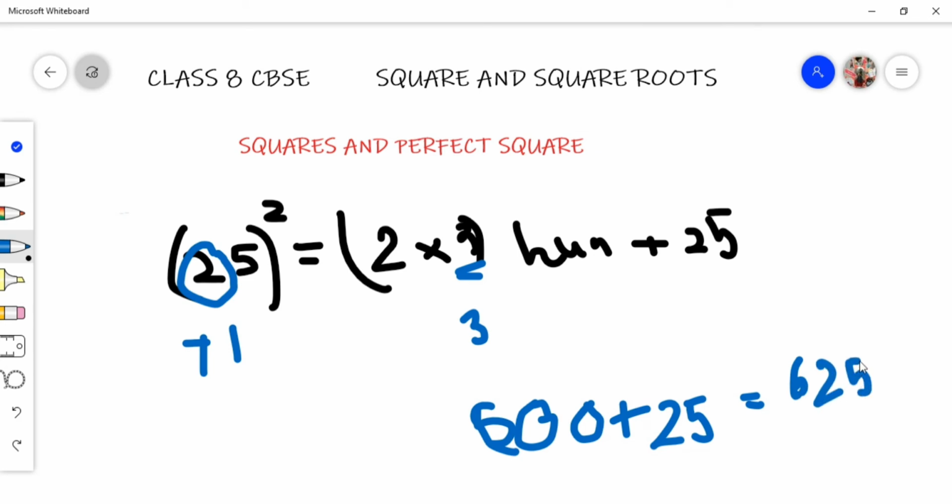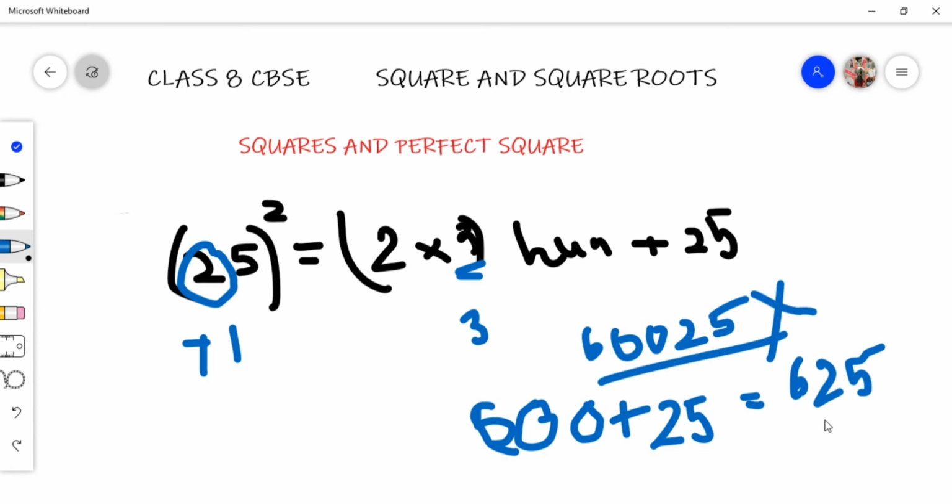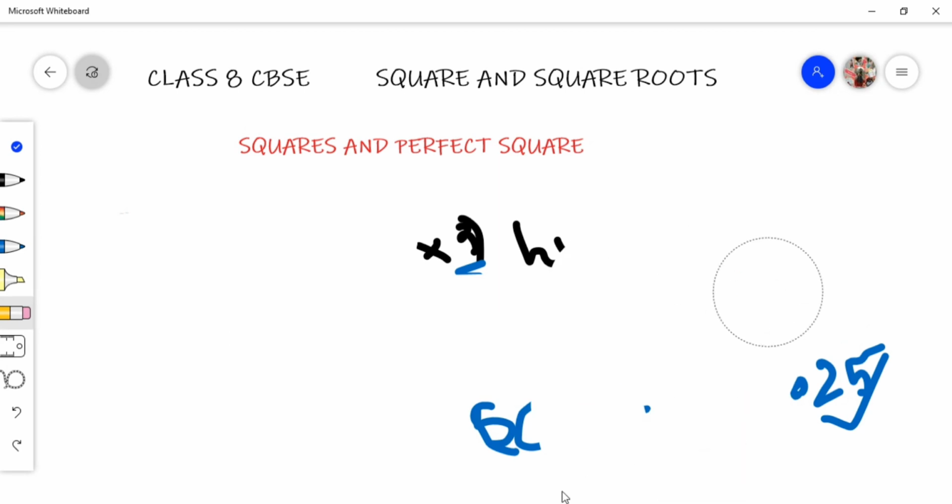It's a very easy concept. It would be wrong if you write it as 60025. It will be an extremely wrong one. So you should always write it as 625. Okay. So let me show you one more example for this question. And this is a little complicated one.